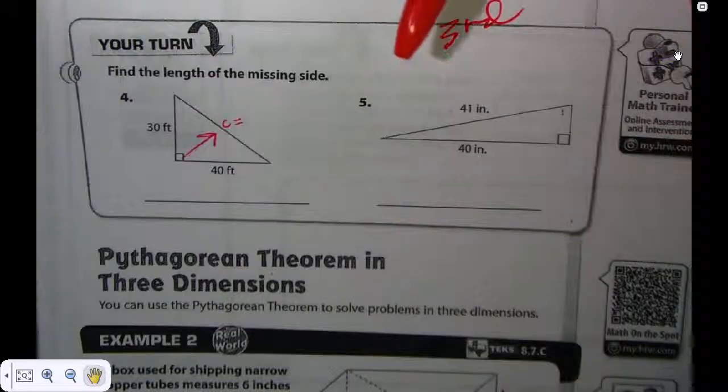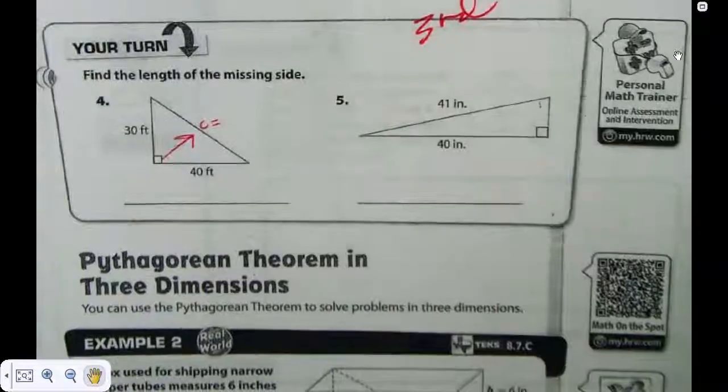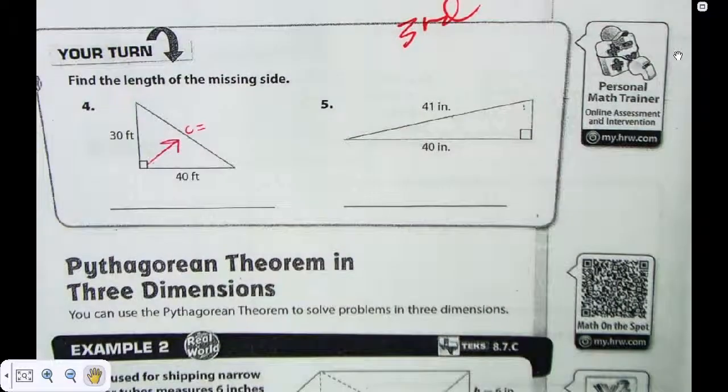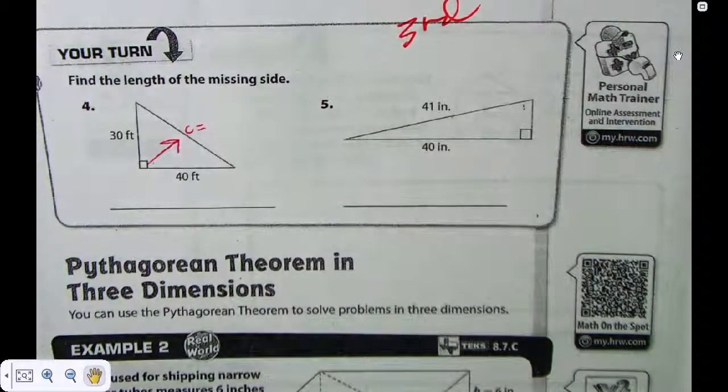Okay, we're in the book on page 223. Page 223. Who knows what C is? Raise your hand when you know C. Ooh, lots of people know C.